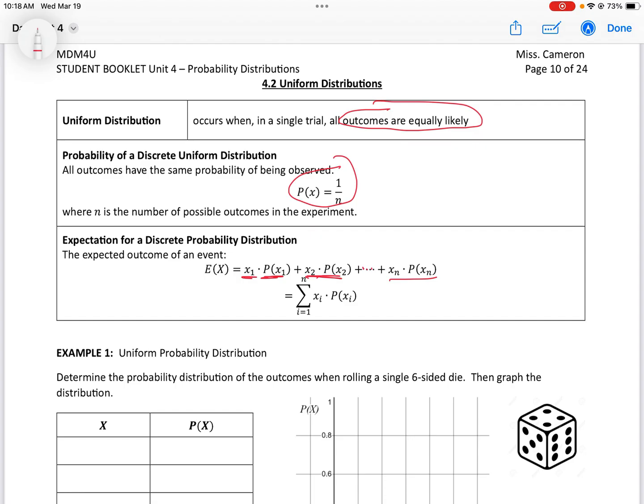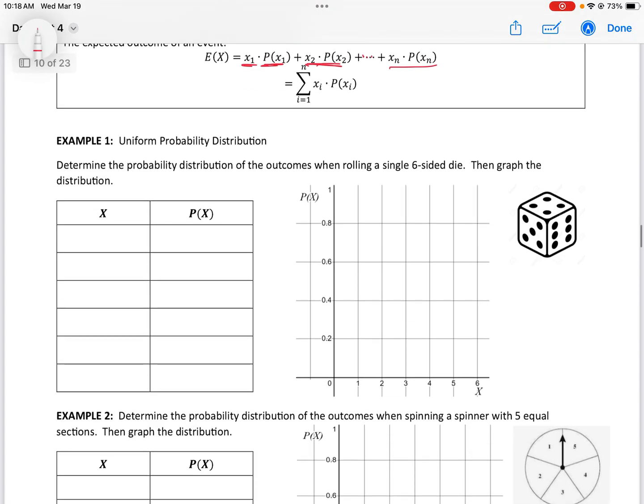So let's take a look at rolling a 6-sided die. Determine the probability of outcomes when rolling a single 6-sided die, then graph the distribution. If you think about the outcomes on a 6-sided die, they're 1, 2, 3, 4, 5, and 6. And the probability of all of them is equal. They're all 1 over 6.